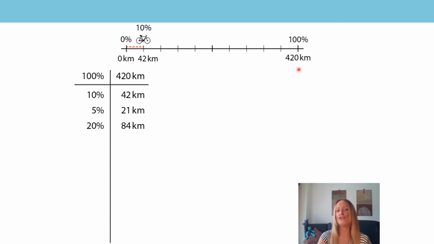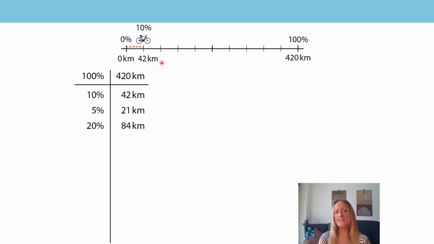We could have said 420 divided by 5, and that would be 84 as well. But is that as easy a calculation? I don't think it is, is it? So I think that you would probably all have said, oh, it's just double 10%. So 20% of 420 kilometres is 84 kilometres. And you would have been perfectly right.